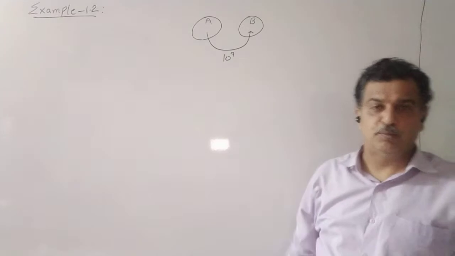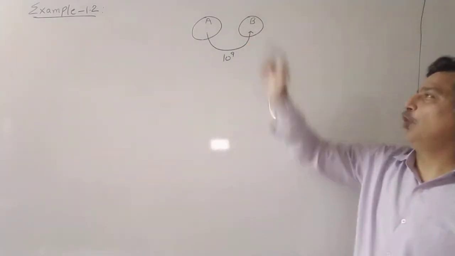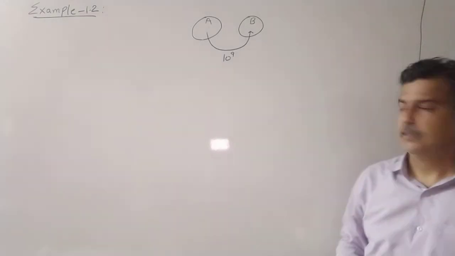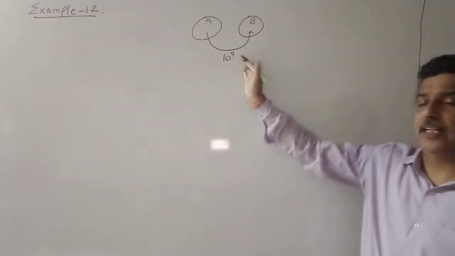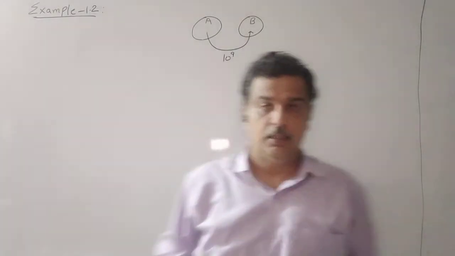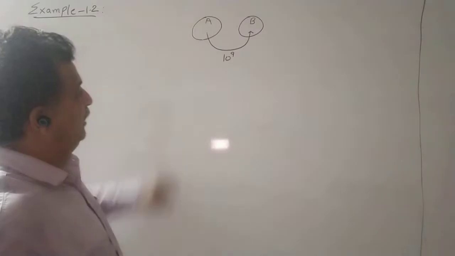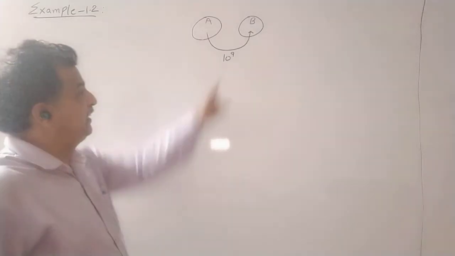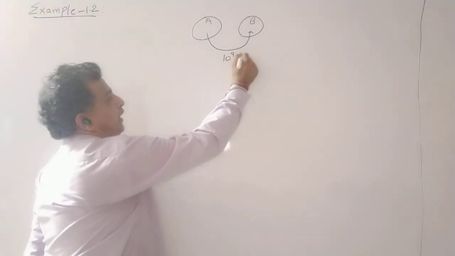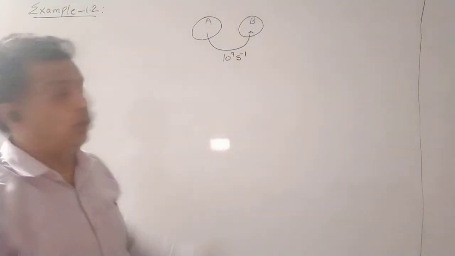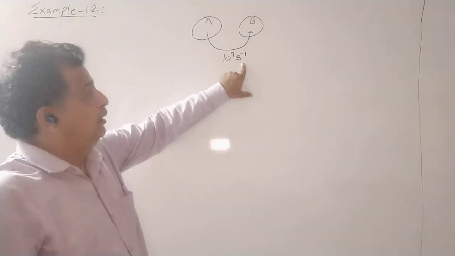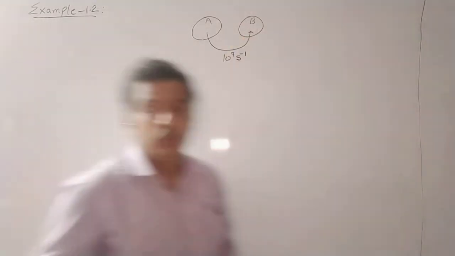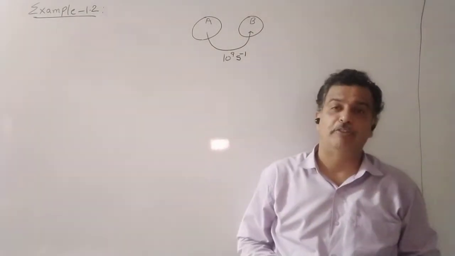So this body will become positively charged and this body is gaining an electron, so it will become negatively charged. However, it is not directly concerned with our example. Our question is, if this electron keeps on moving out from A to B every second, this is 10 raised to 9 electrons per second, how much time will this body take to accumulate 1 coulomb of charge?